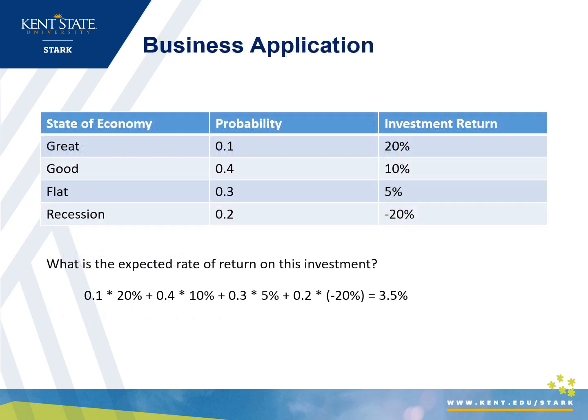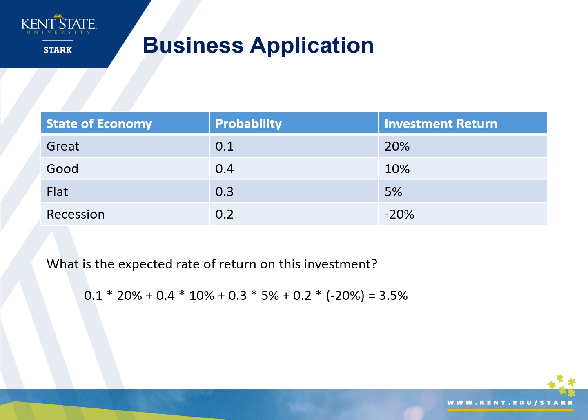So here's a business application. We have a particular investment that performs differently depending on the state of the economy. And this is typical of most investments. So in this particular case, if the economy does really, really well, I'm going to say it does great, then this investment will return 20%. A good economy will get 10%. A fairly flat economy, we can still get 5%. Or if the economy is in a recession, then we'll lose 20%.